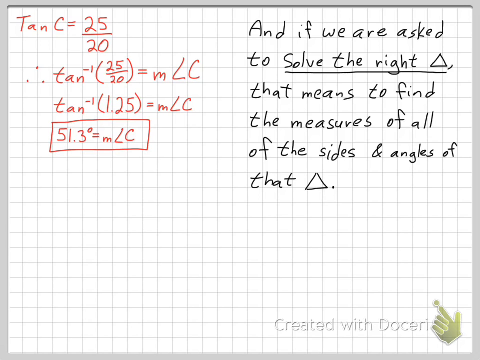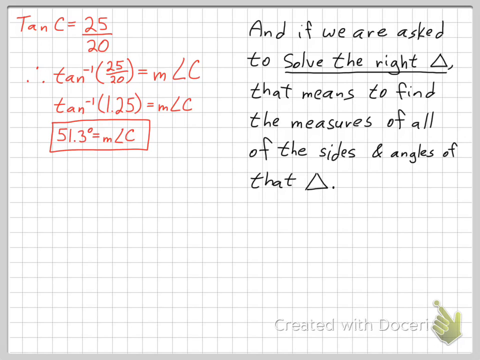Okay, you'll be quizzed and tested on this, and there'll be questions on your homework set tonight. It's going to say solve the right triangle. If we're asked to solve the right triangle, that means to find the measures of all of the sides and all of the angles of that triangle. So I want the measure of all three sides and the measure of all three angles.